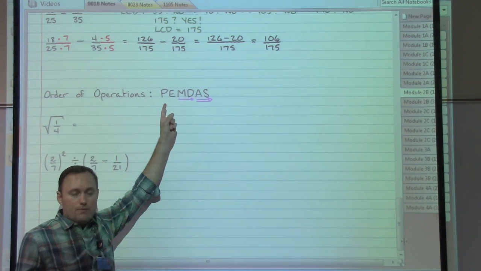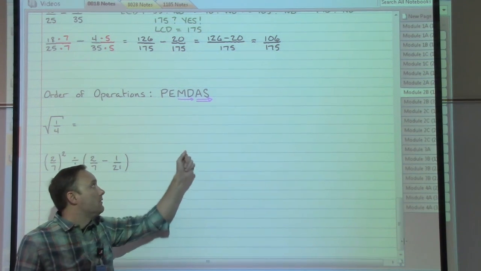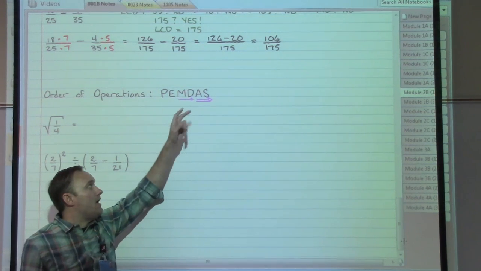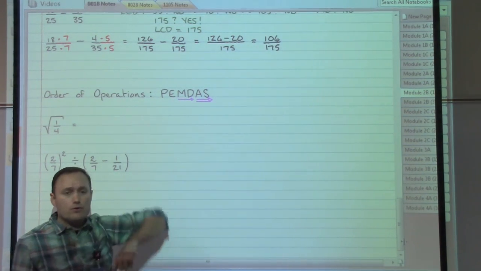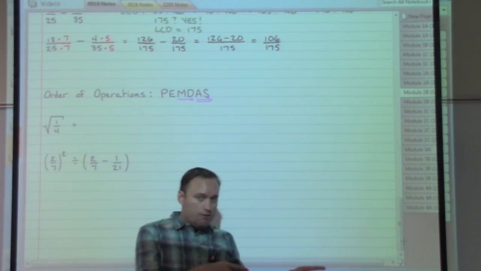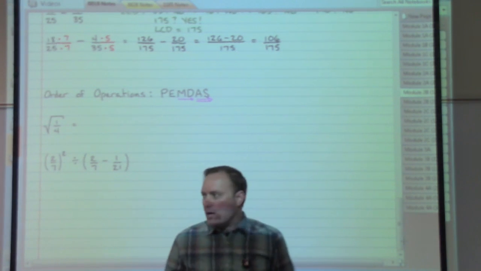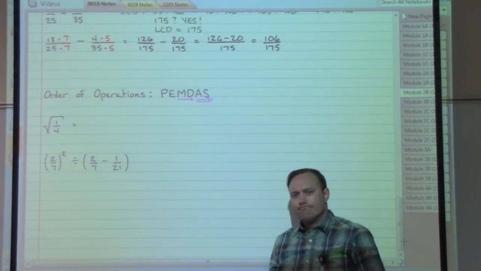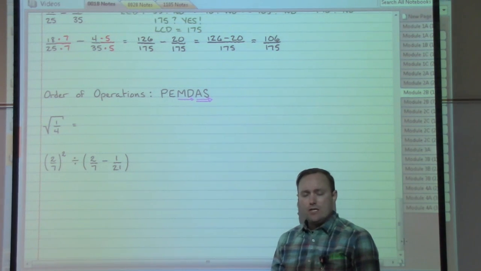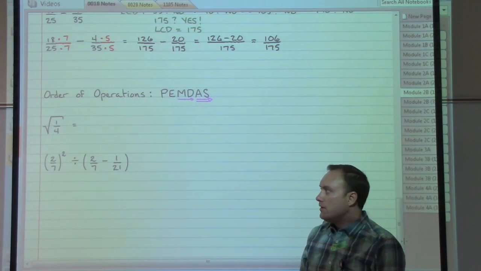Parentheses represent parentheses, brackets, curly brackets, and absolute value bars. E is for exponents. M is for multiplying, D for dividing, A for adding, S for subtracting, with the arrows to remind me to do multiplying and dividing as I read things left to right, and to do the adding and subtracting as I read things from left to right. So if the order of operations is the same, basically I just need to remember how to work with fractions to be able to work things out.